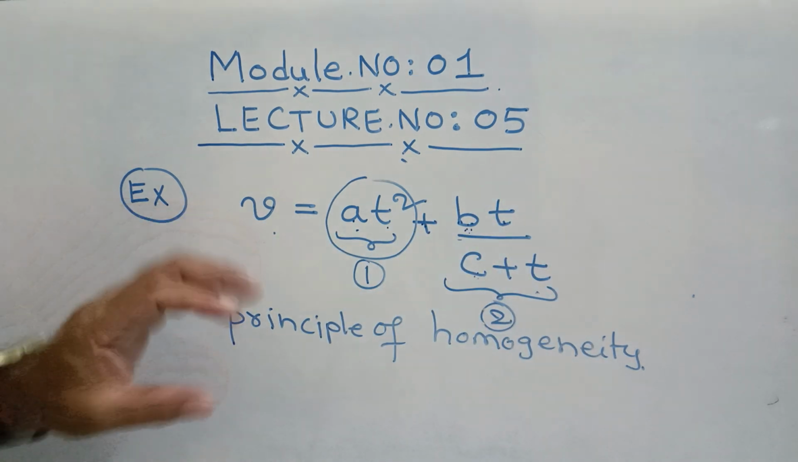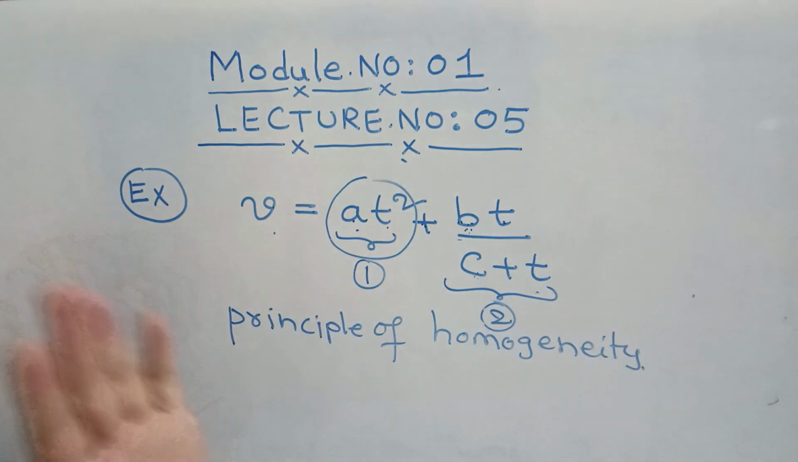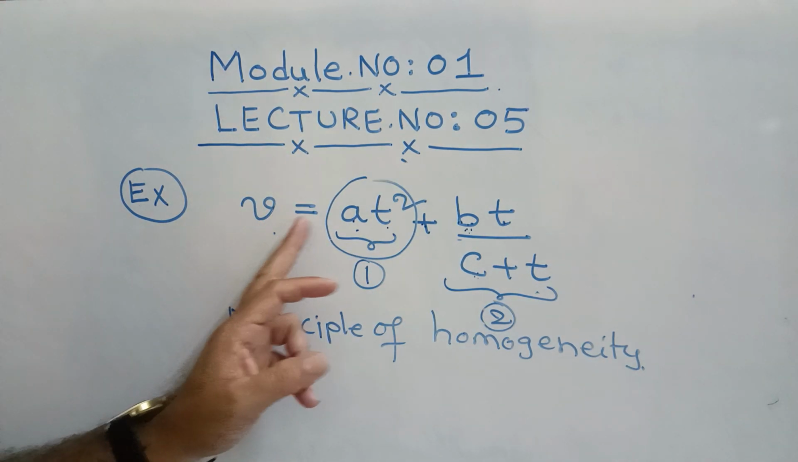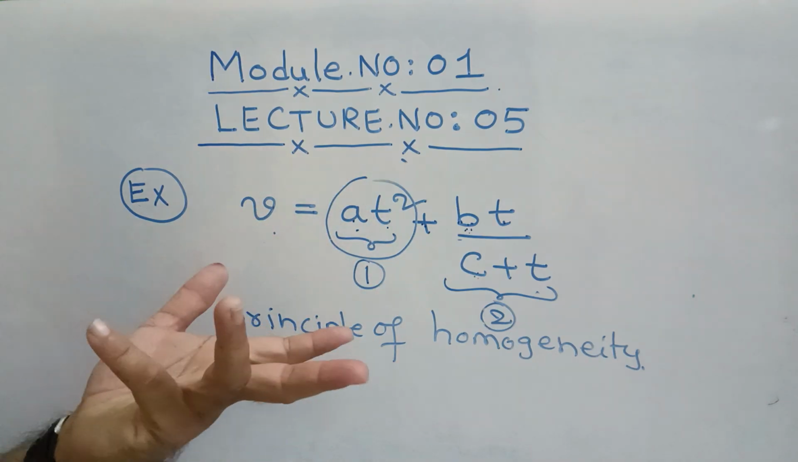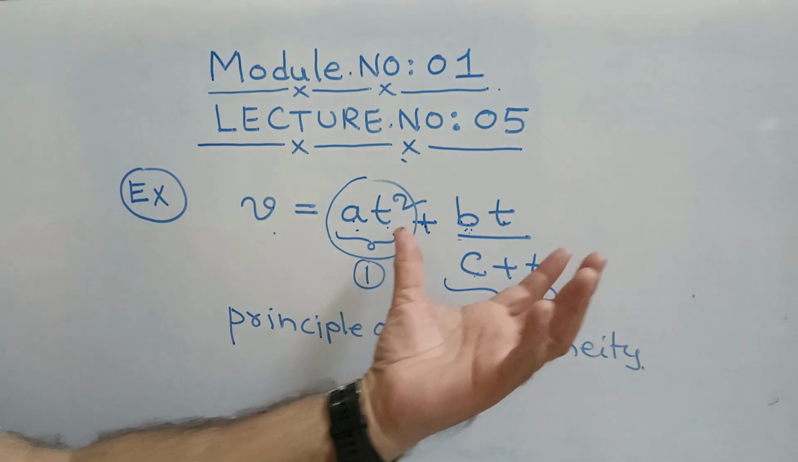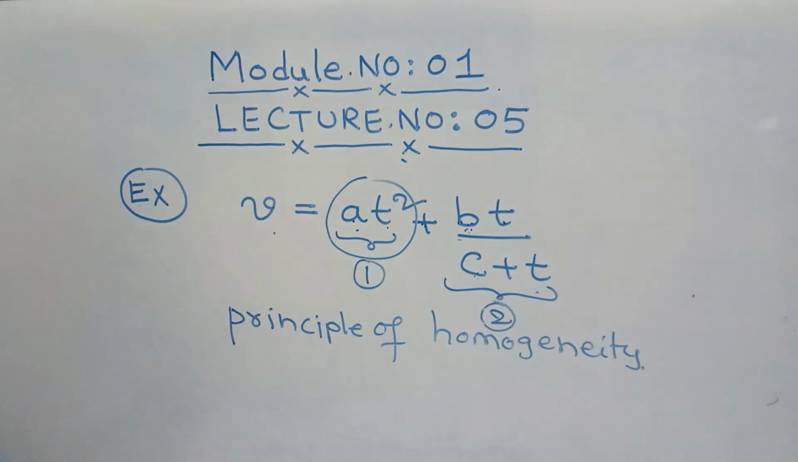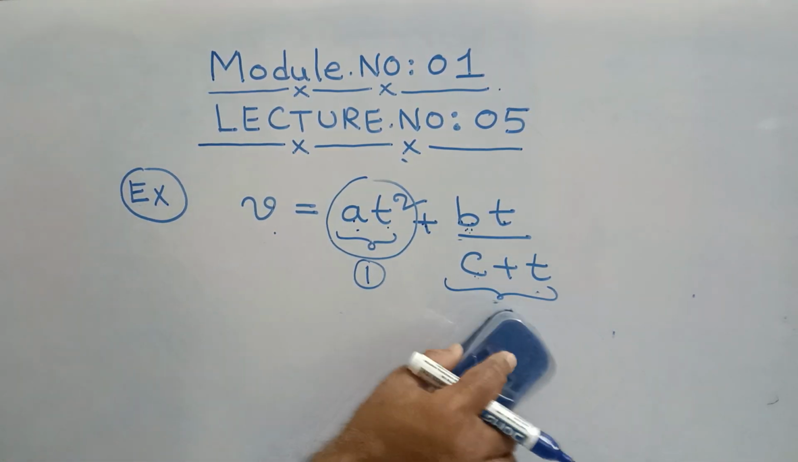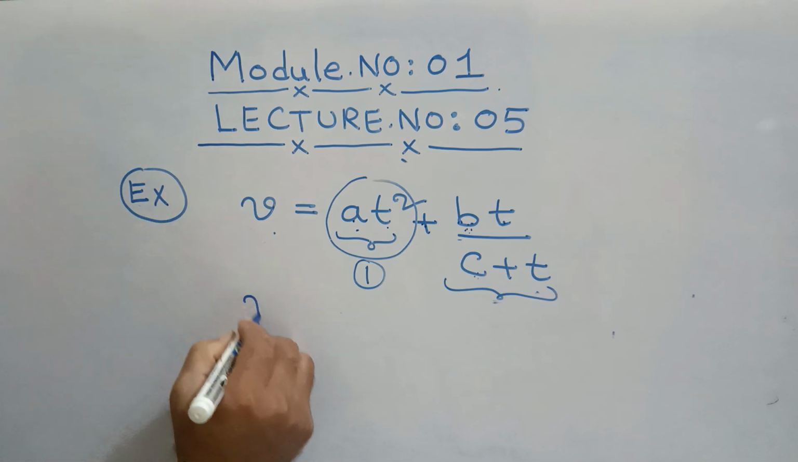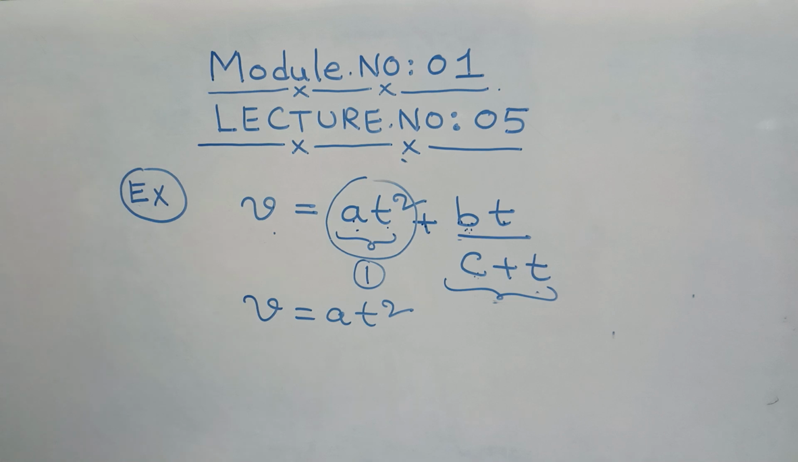Therefore, individually, first you equate V is equal to AT square. Take the first term, you equate AT square is equal to V. And in the second step, equate B into T by C plus T is equal to V. Right? You got it? Now, by doing like that, what we will get here is that V is equal to A into T square.